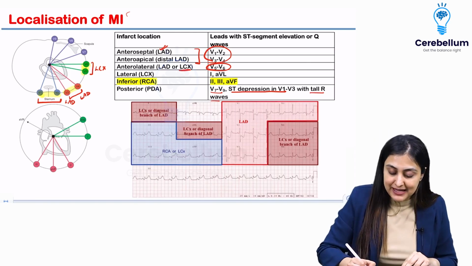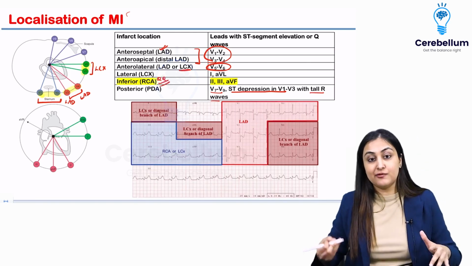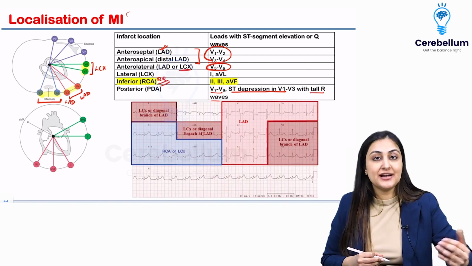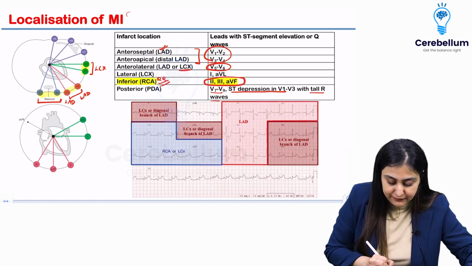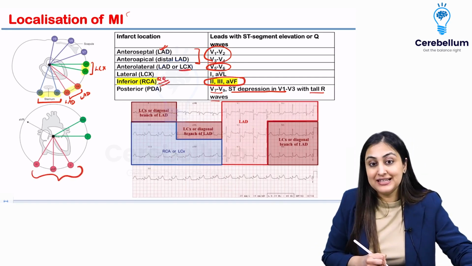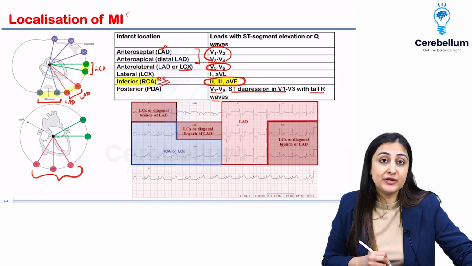Inferior wall supplied by RCA, base of the heart, which is RV, supplied by the right coronary artery, the acute marginal branches. So this is 2, 3 and AVF. Very, very important. These are the inferior leads, 2, 3, AVF. This is so frequently asked.